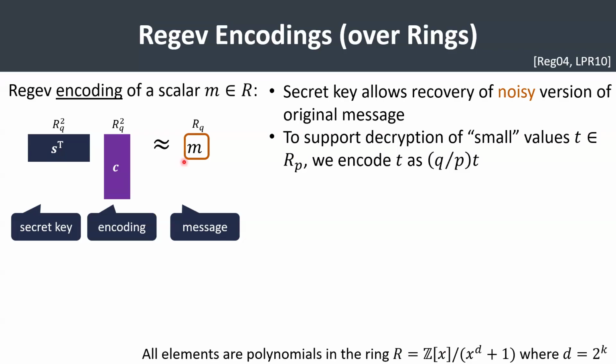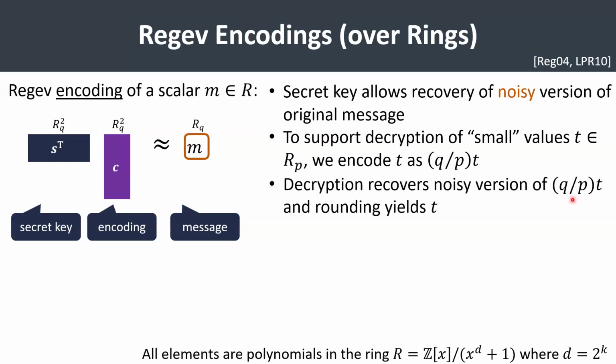To support decryption, we have to somehow get rid of the noise. So all we do is scale up the message by a large constant. As long as the noise that's added is much smaller than the scaling factor, or the size of each region, then we will be able to decrypt. We recover a noisy version, and then we round to the nearest multiple of the scaling factor, and that's it.